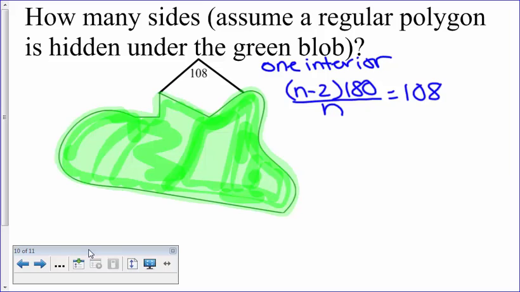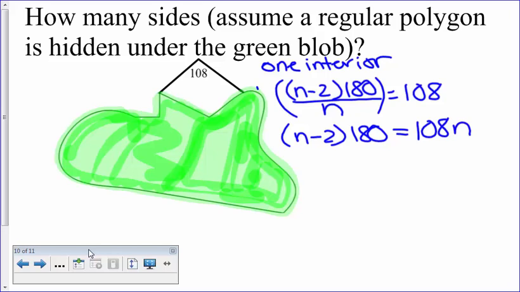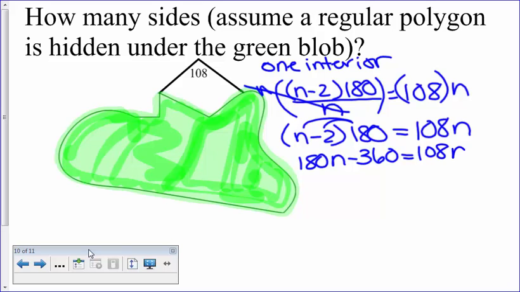So I'll go ahead and go through the steps, and then I'm going to show you an easier way that I do all the time. First off, you've got to get rid of the divided by n, so you have to multiply both sides by n. When you do that, you're left with (n minus 2) times 180 and 108n on this side. So we multiplied by n, and all that did was get rid of the division. Now, the next step would be to distribute the 180. So you get 180n minus 360 equals 108n.